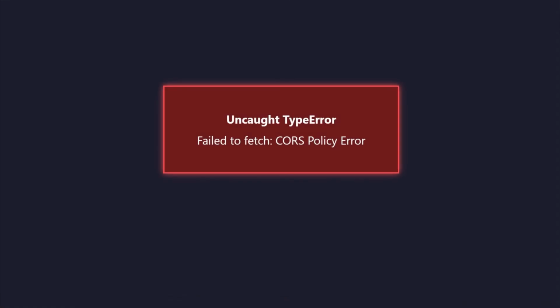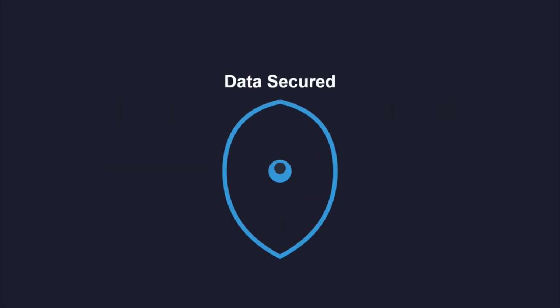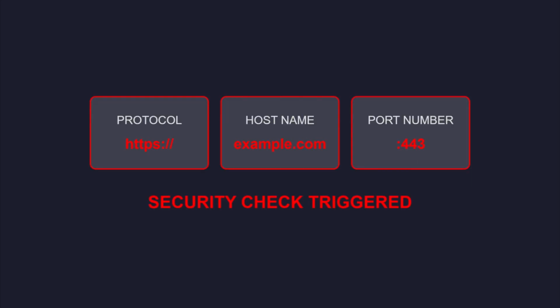A crimson error message blocks your JavaScript fetch request because the browser detected a mismatch between origins. This security barrier is known as the same origin policy, and it is designed to keep your sensitive user data safe from malicious scripts on third-party sites. An origin consists of three specific parts, which are the protocol, the hostname, and the port number. If any one of these elements differs between the requesting page and the destination server, the browser triggers a mandatory security check before allowing data transfer.